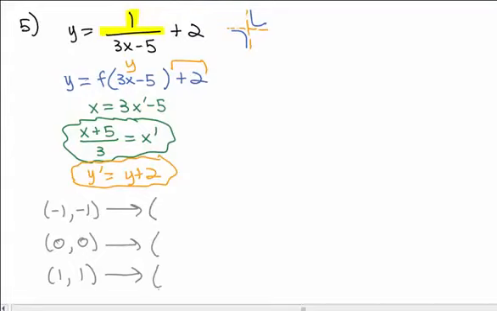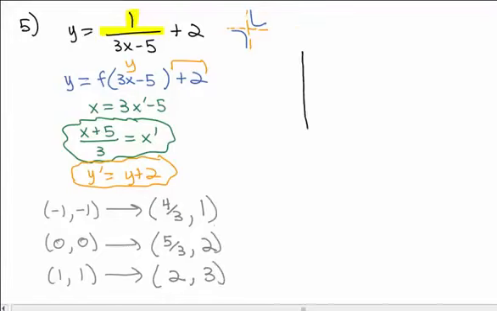Okay, so to get our new x's, we're going to add 5 and divide by 3. So negative 1 plus 5 is 4 thirds. 0 plus 5 is 5 thirds. And 1 plus 5 is 6 thirds, which reduces to 2. With the y's, we're just adding 2. Negative 1 plus 2 is 1. 0 plus 2 is 2. And 1 plus 2 is 3. We've got now our 3 new points.